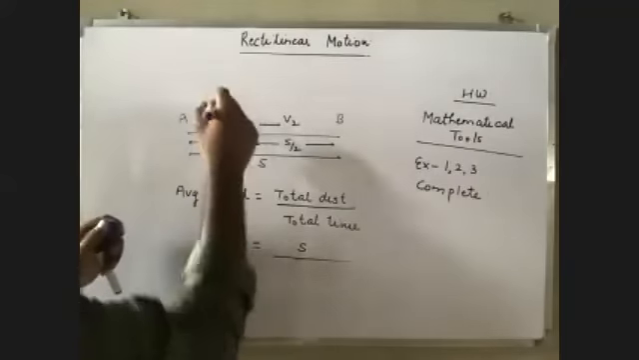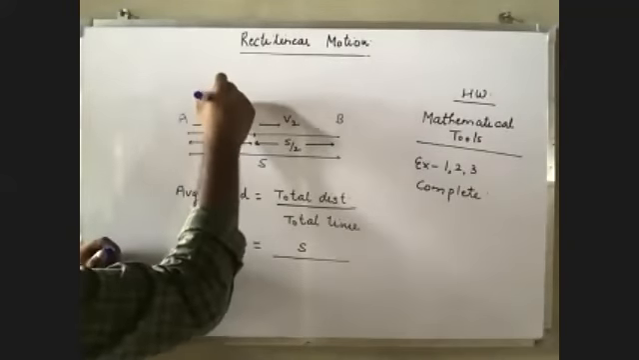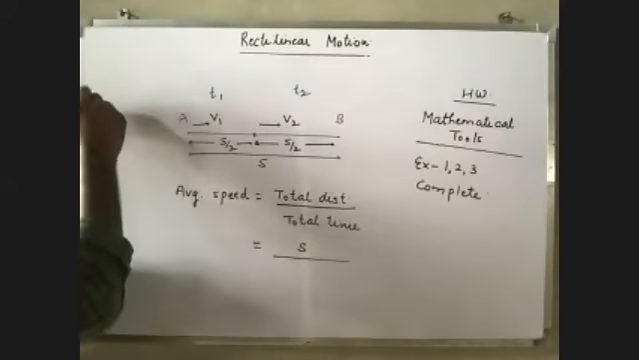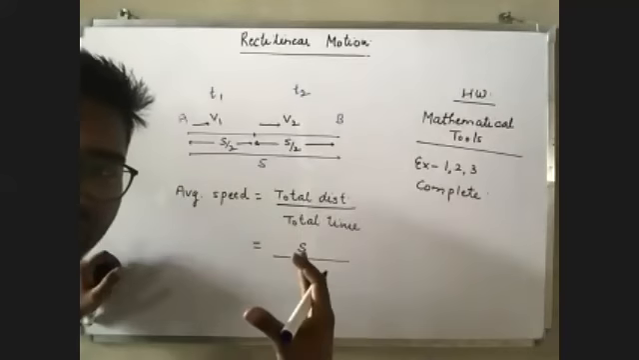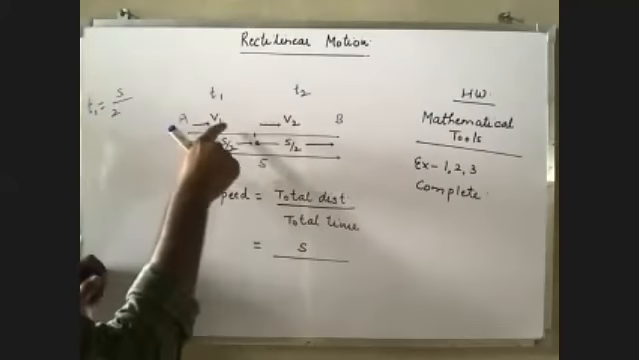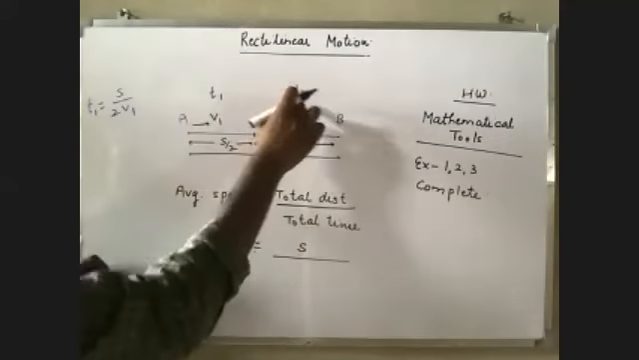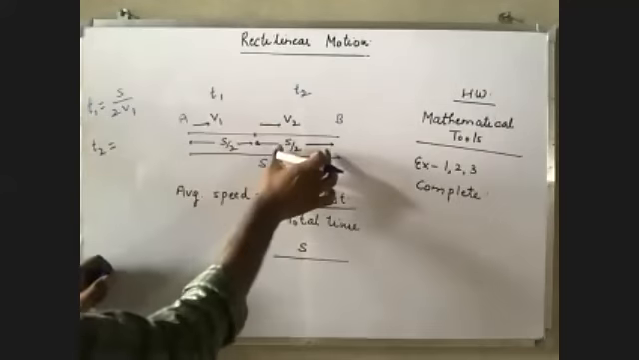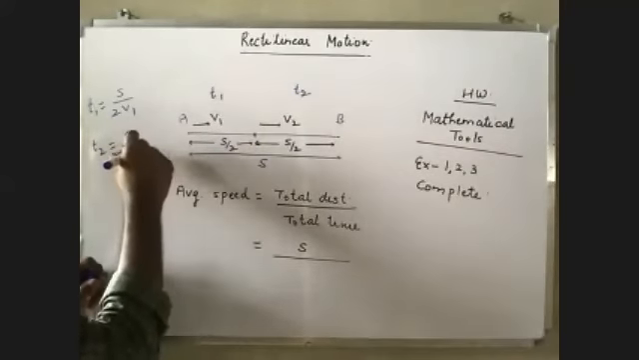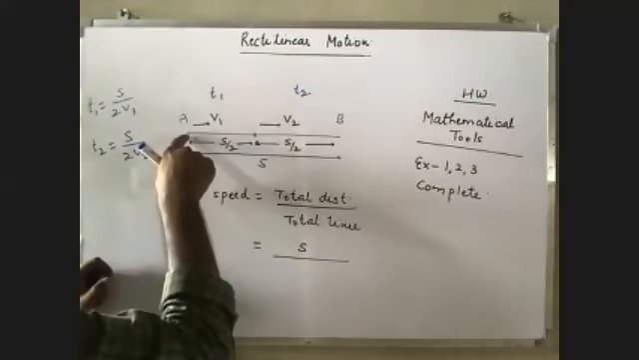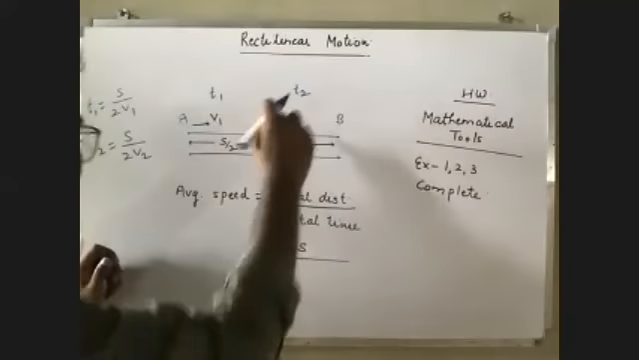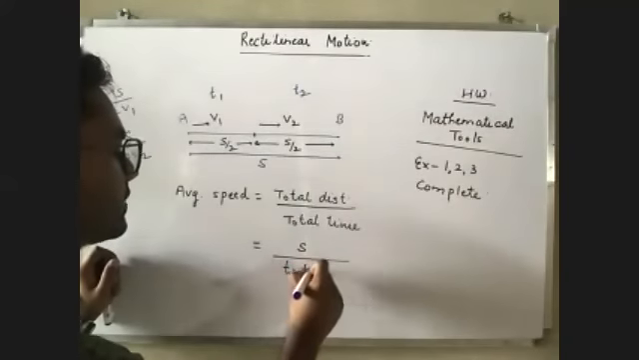So let's suppose in this half it is taking time t1 and in this half it is taking time t2. We know that time is nothing but distance divided by speed. So here t1 is S by 2 divided by v1, and t2 is the distance traveled, S by 2, divided by speed v2. The total time from A to B is t1 plus t2.